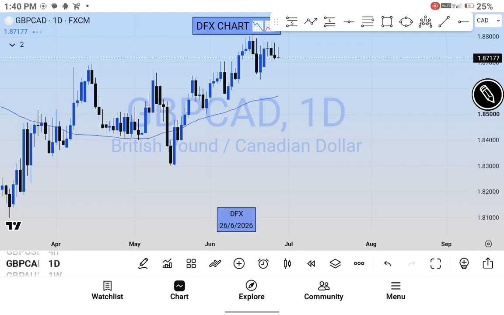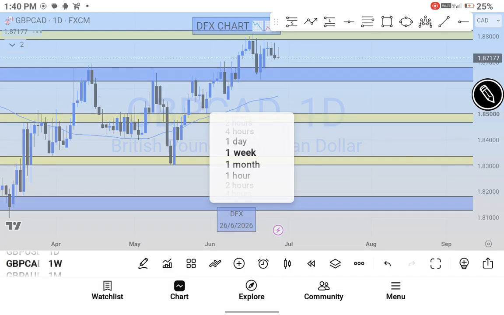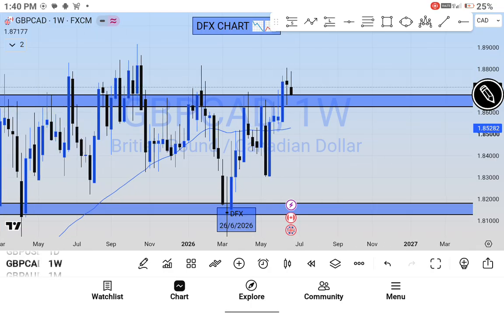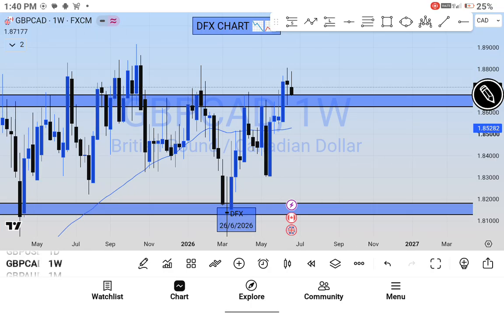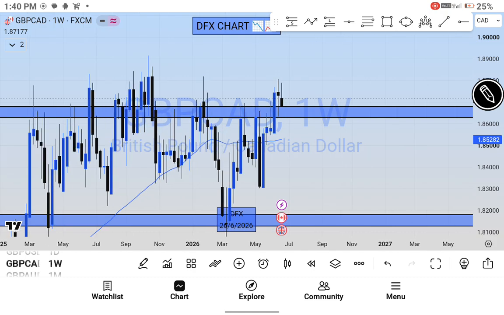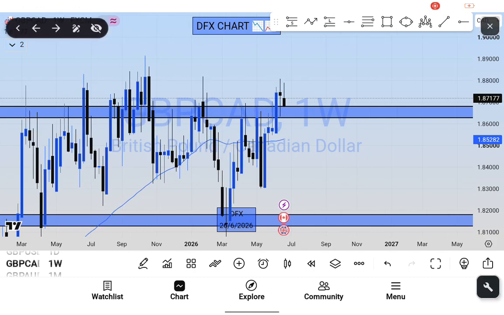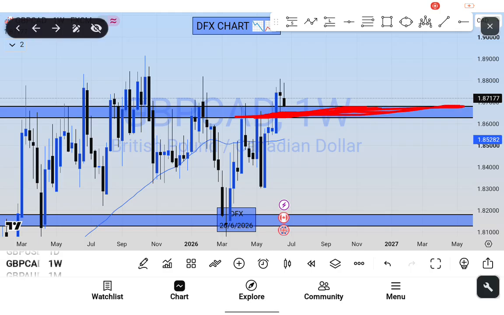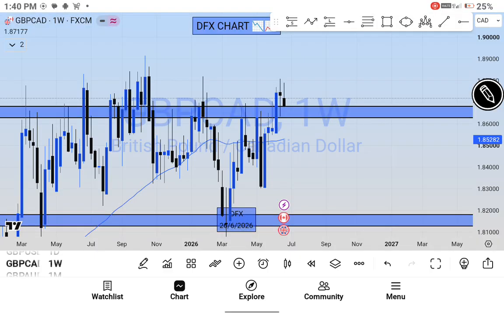Now pounds CAD, on a weekly time frame. Now we are in a trade. We open a position on this trade, on pounds CAD, that's British pounds against Canadian dollar. We open a position, but the way the weekly is looking right now, we might have a break to the downside. But as long as we are still trading above this resistance that just got broken and turned support, we are buying.